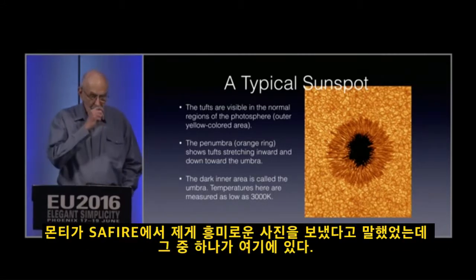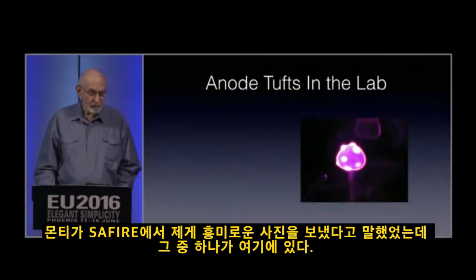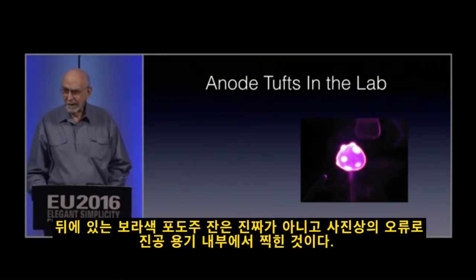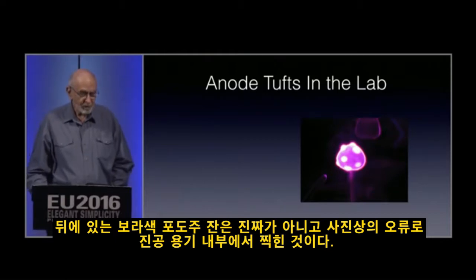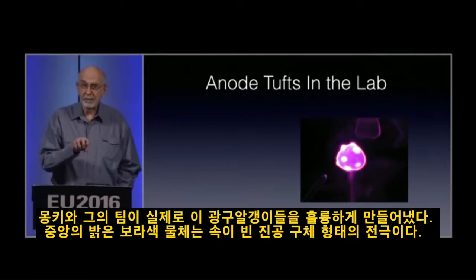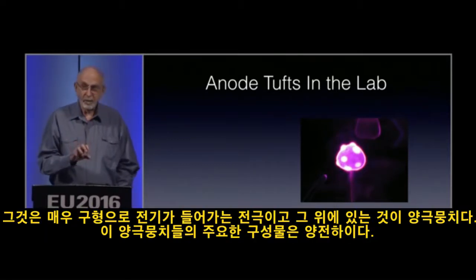Anyway, I said that Monty had sent me some interesting pictures from Sapphire. There is one. Now, the purple wine glass in the back is not real. Monty has not been drinking. That's just an aberration of the photograph. This was taken inside a bell jar. And he and his team have managed to actually create anode tufts. The center bright purple thing is spherical, although it's distorted some by the shape of the bell jar. It's pretty spherical, and it's the anode. And riding on top of that anode are anode tufts.